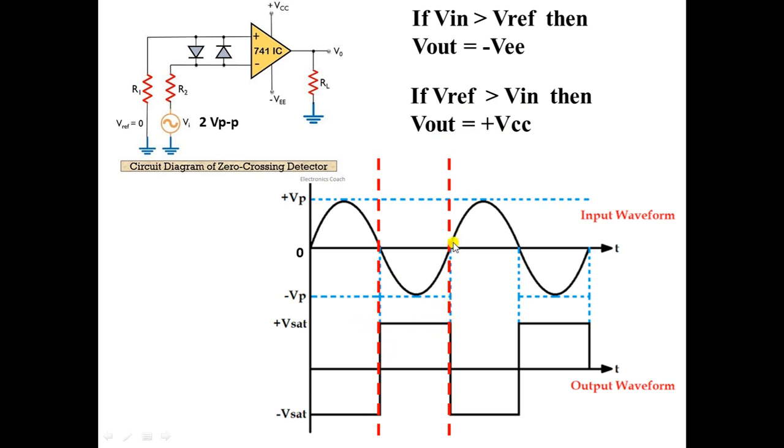Okay, again here in this interval, positive half cycle, V in is greater than V reference, that is why you are getting minus V saturation, that is minus VEE. Again here your V reference is greater than V in, that is why you are getting plus V saturation, which is plus VCC. Okay, so this is as simple as that.